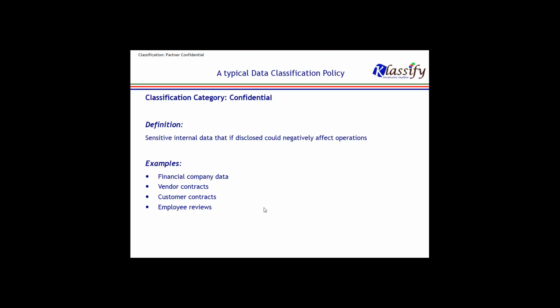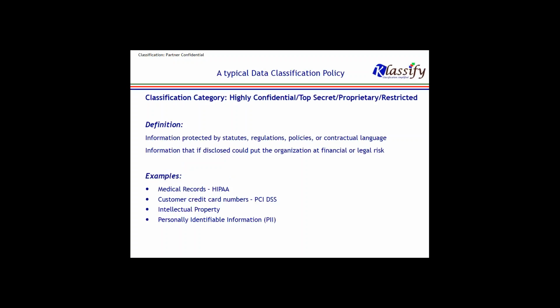Let's move on and look at another category which is supposed to be the highest category within an organization. Again, while I talk about public, internal, confidential, this is organization-driven terminology, and it depends on the organization how they want to categorize and name it. So these are not hard-coded definitions or categories, but they are intended to provide guidance to an organization on how data can be classified within an organization.